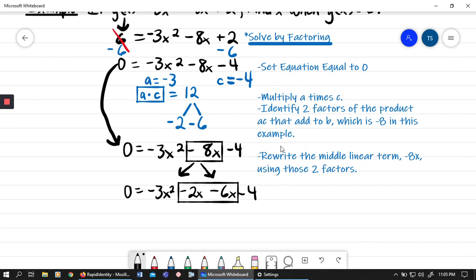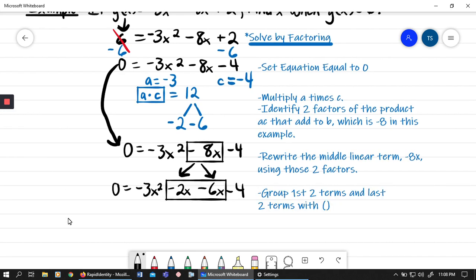Next, what we want to do is group our terms. Group the first two terms together, group the second two terms together using parentheses, because we are factoring by grouping. So we put negative 3x squared minus 2x together in parentheses, and we group these last two together using parentheses: negative 6x and the minus 4.